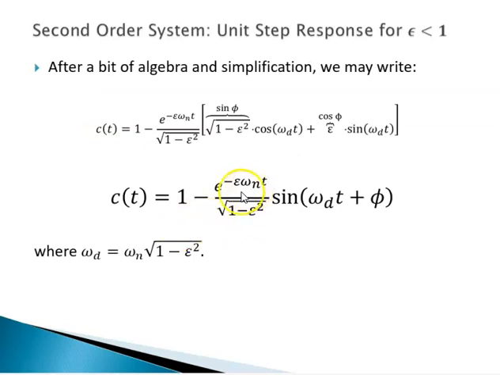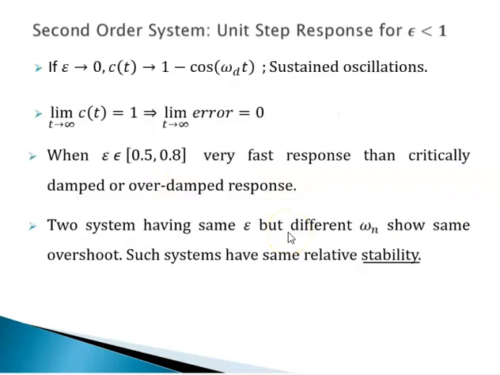If t tends to infinity, this whole term goes to 0 because the exponential of a negative quantity tends to 0 as time t tends to infinity. So you are left with C of t is equal to 1. So we say that the error tends to 0. When we say error, it is the difference between R of t and C of t.